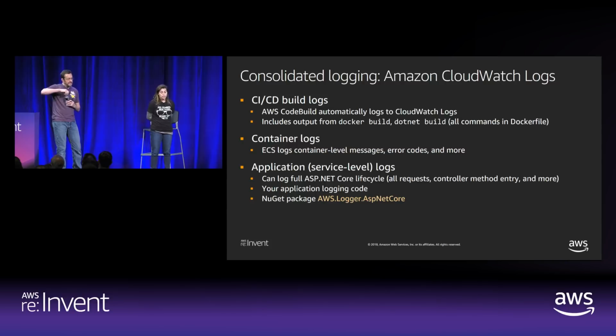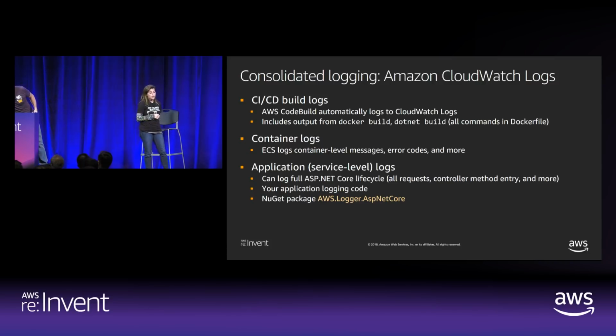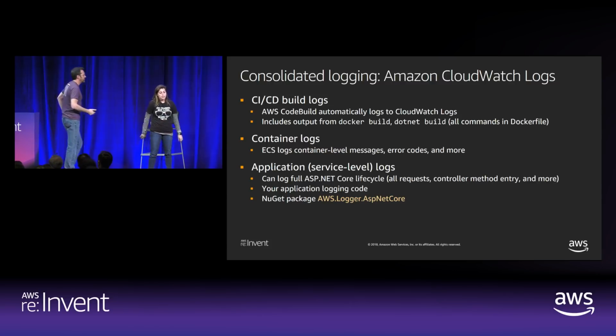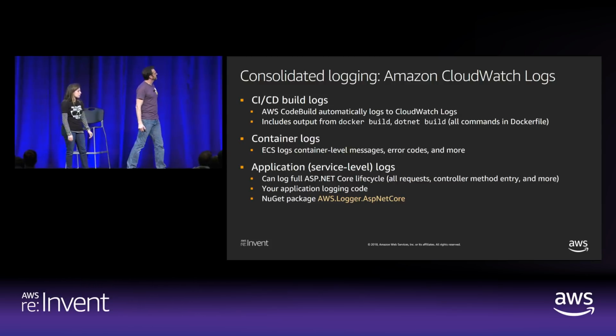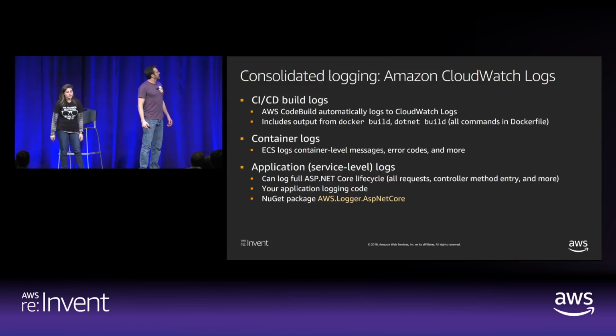And then logging. Logging is important. We need to log everything, and we want to consolidate our logs. So we used CloudWatch Logs, and our CI/CD pipeline spits out logs to CloudWatch. Our container logs also go to CloudWatch. And then for our application level logs, we just installed the NuGet package AWS.Logger.AspNetCore, and then the application will log, and it will also spit out to CloudWatch. So we now have them all in one place, and from there, you can do a bunch of things in CloudWatch, as you mentioned, like analyze it, create dashboards, all kinds of fun stuff.